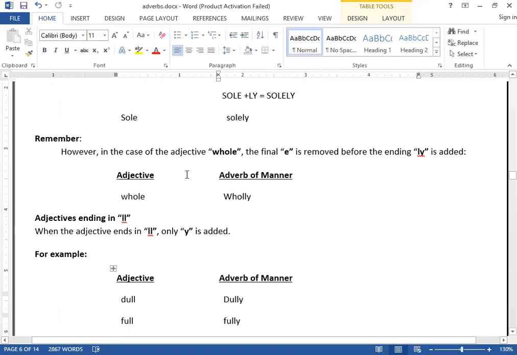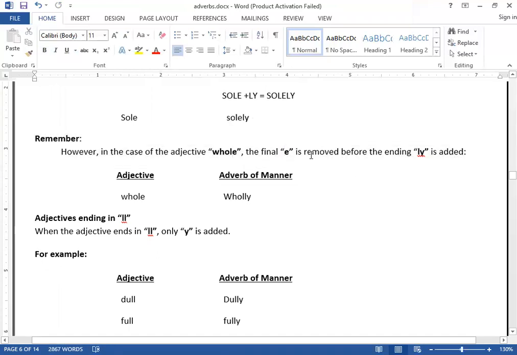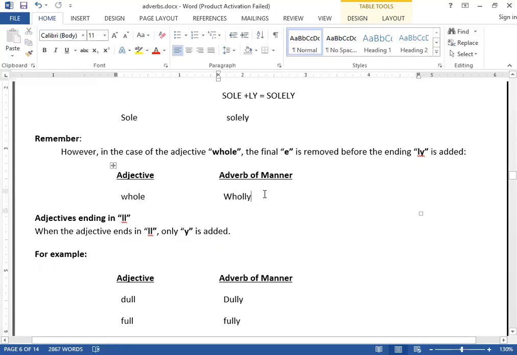Clear? It's one word. This is exceptional, because whenever you are studying English, you should always expect exceptions. In the case of the adjective whole, W-H-O-L-E, the final E is removed before the ending LY is added. Whole is an adjective, it ends with LE, and before LE, there is a vowel. But in this case, this is the only word that follows the consonant rules. You will remove E and you will double L. Wholly. Can you see? We double the last L. This is the only one.